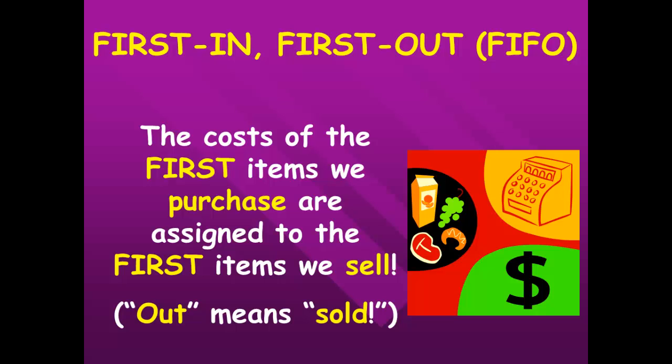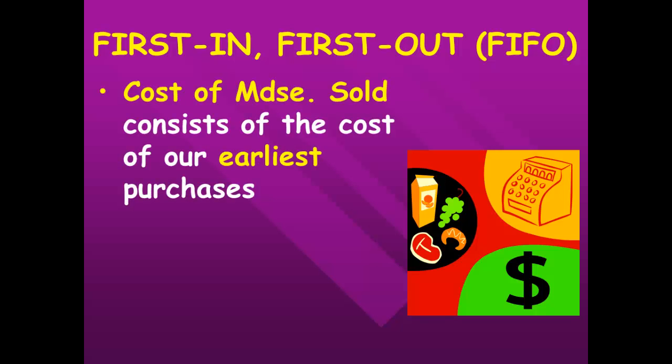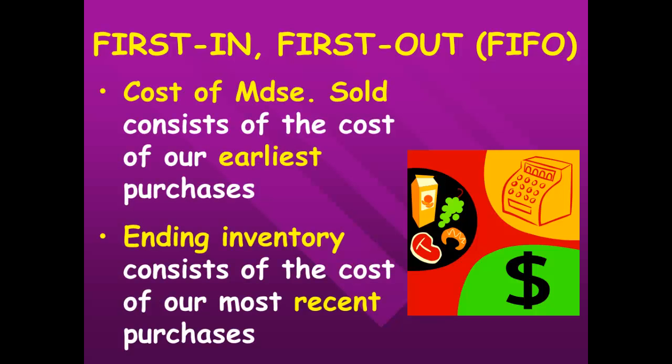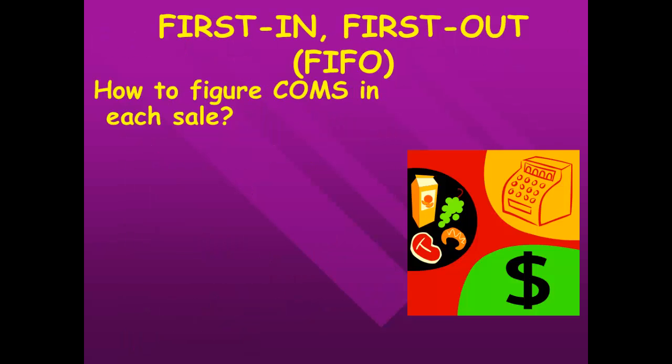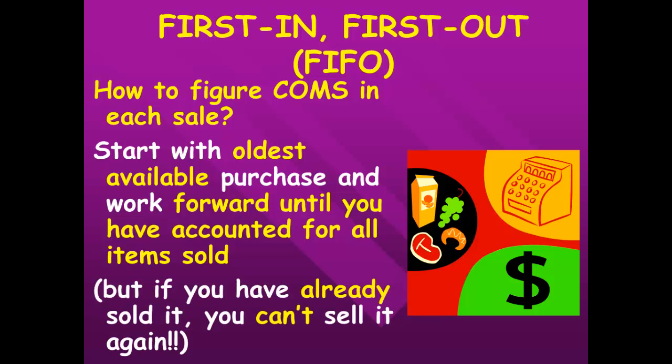The first method we covered was called FIFO, first in, first out. Out means sold, meaning the first thing I buy is the first thing I sell. So we're assuming that my cost of goods sold then will consist of our oldest cost, our earliest purchases, and my ending inventory then would be my most recent purchases, my most recent cost. How do we figure cost of goods sold? Well, every time we made a sale using FIFO, since we're selling the old items, we're going to start with the oldest item and work our way forward until we've accounted for everything that we have sold. If we've already sold an item we can't sell again, that's pretty obvious.